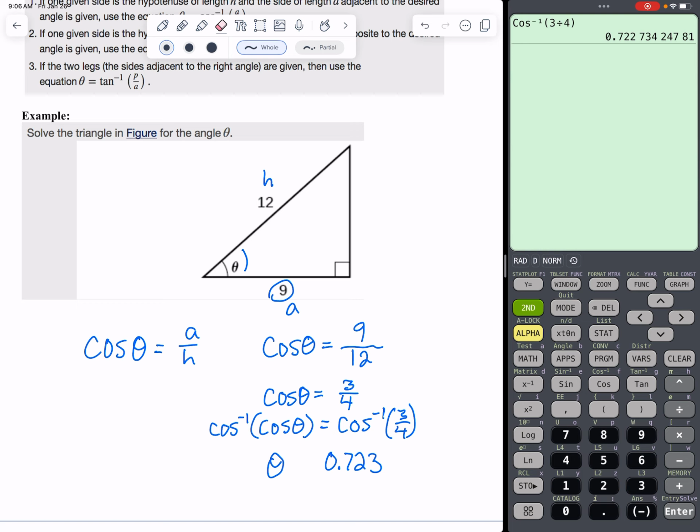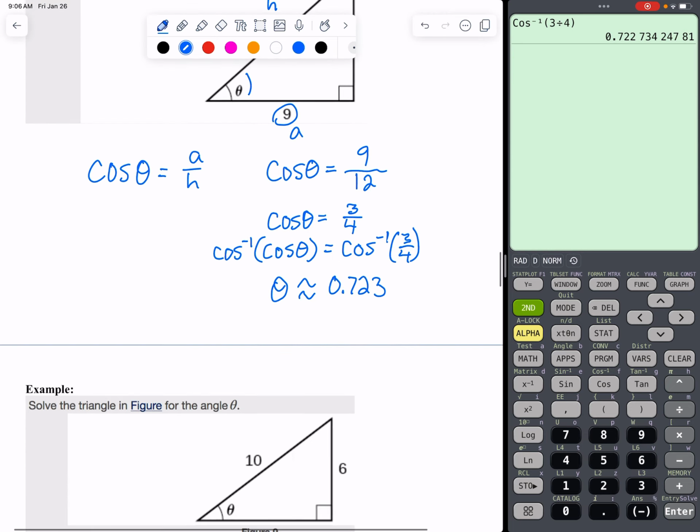If they ask for degrees, then you would put it in degrees. You just have to be very careful about what they're wanting. As you go up through calculus, we mainly use radians, and in your physics courses, we mainly use degrees. Right, let's look at another triangle to solve.